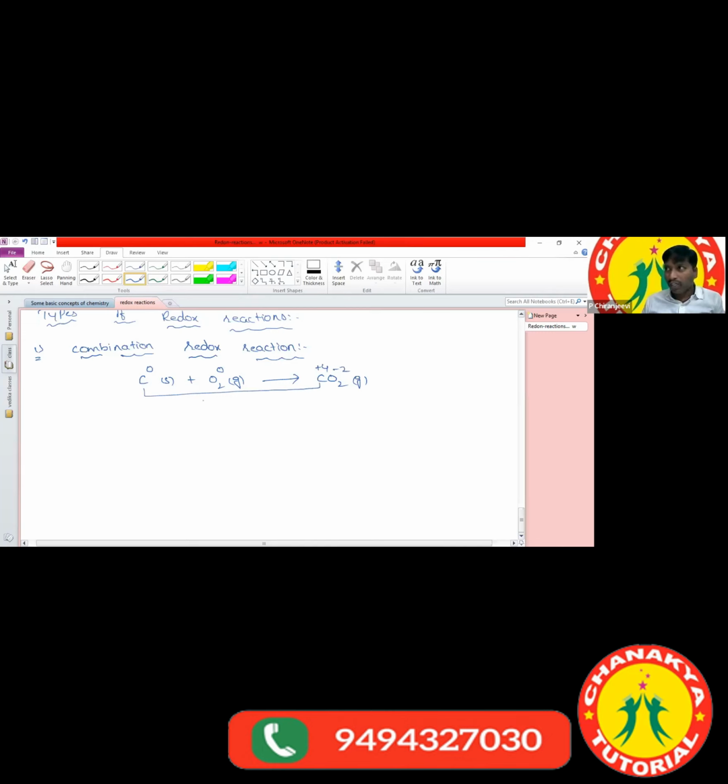0 to +4 increases. Increasing of oxidation number is called an oxidation reaction. Okay, from O2 to O2-, that means 0 to -2. 0 to -2 means the oxidation number decreases.